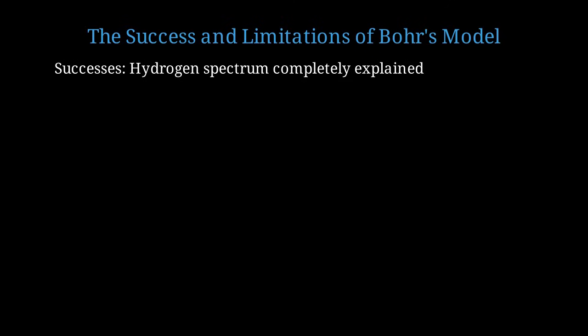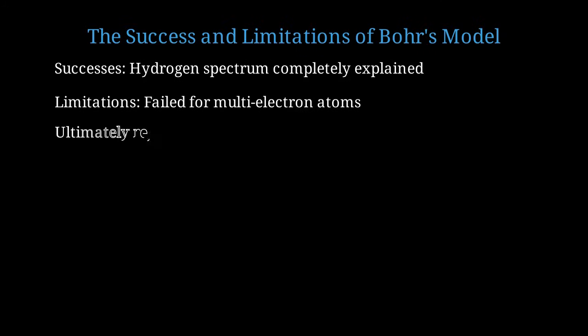Bohr's model was spectacularly successful for hydrogen. It explained the Rydberg formula, predicted new spectral lines, and gave the correct value for the Rydberg constant from fundamental physics. For hydrogen, every single spectral line could be explained and predicted with perfect accuracy. However, the model failed when applied to atoms with more than one electron. It couldn't explain the spectra of helium or heavier elements. Bohr's model was eventually replaced by full quantum mechanics in the 1920s, which uses wave functions and the Schrödinger equation. But Bohr's insights about quantized energy levels remain central to our understanding.